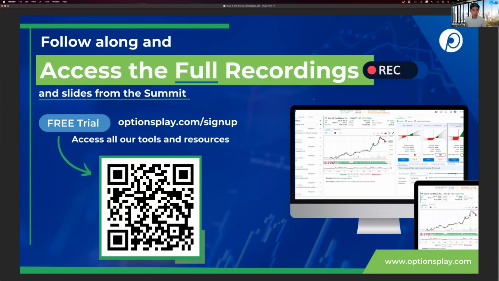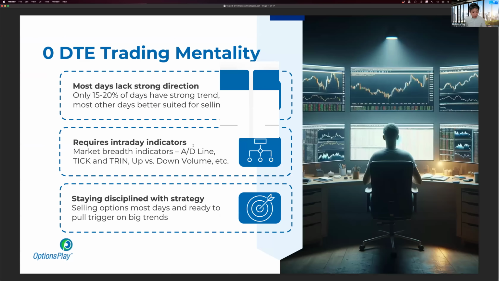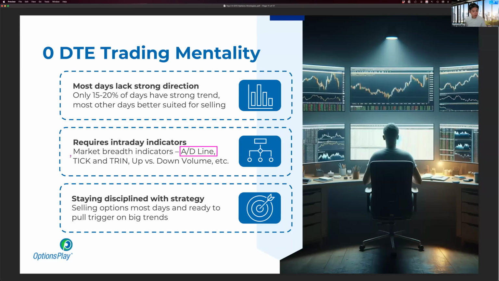Can you list all the indicators used for 0 days to expiration trading? I have it listed here. Advanced decline line, the number of advancing stocks versus number of declining stocks. Tick and trend, meaning literally on this very tick, how many stocks are ticking up versus ticking down. Up versus down volume. You can look at that from a ratio perspective, meaning what percentage of volume is up volume, what percentage of volume is down volume. What you're looking for on all of these are extremes. That gives you a good sense that buyers are in control for today, or sellers are in control for today, or no one's really in control for that day.